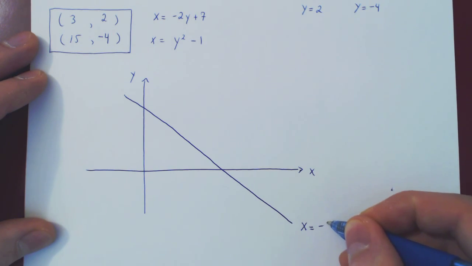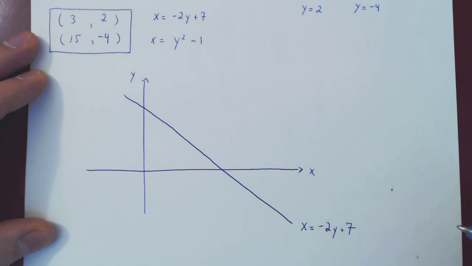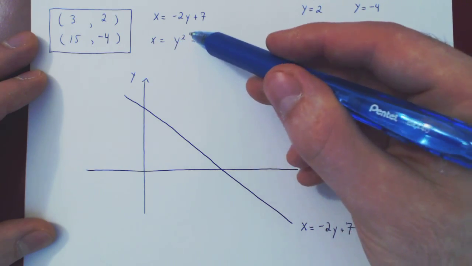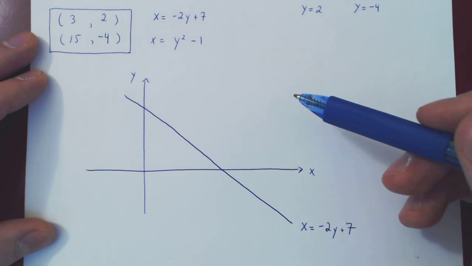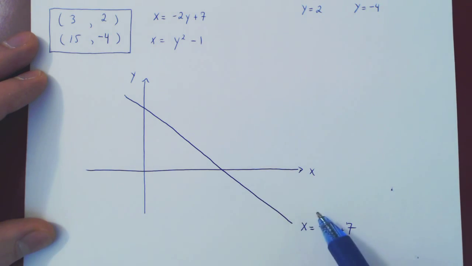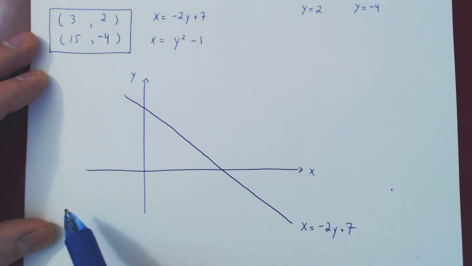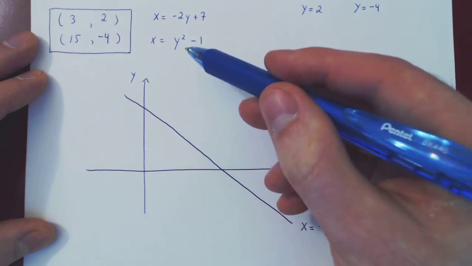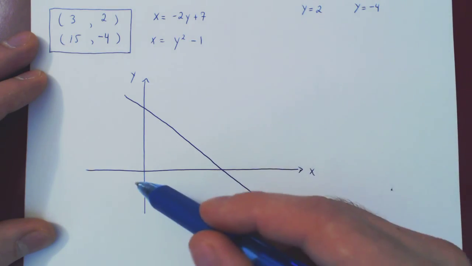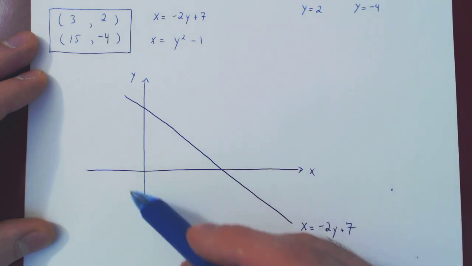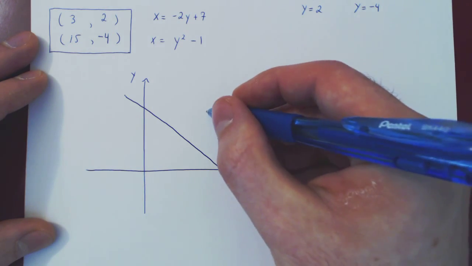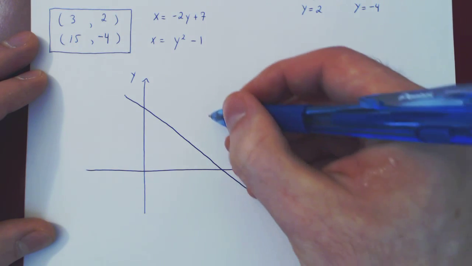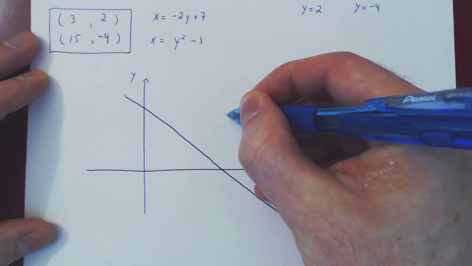Our line x equals negative 2y plus 7. And this is now a parabola. X is given as a quadratic function of y. And if you think of it, will it be going like this or going like this? Well, as y goes to positive or negative infinity, y squared goes to positive infinity, so the parabola must go like this. And if you look at your points of intersection, it's somewhere here and somewhere here. So it will look something a little bit like this.